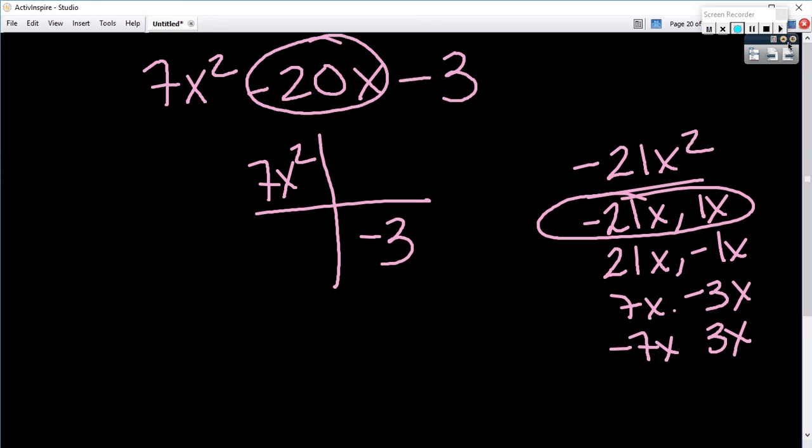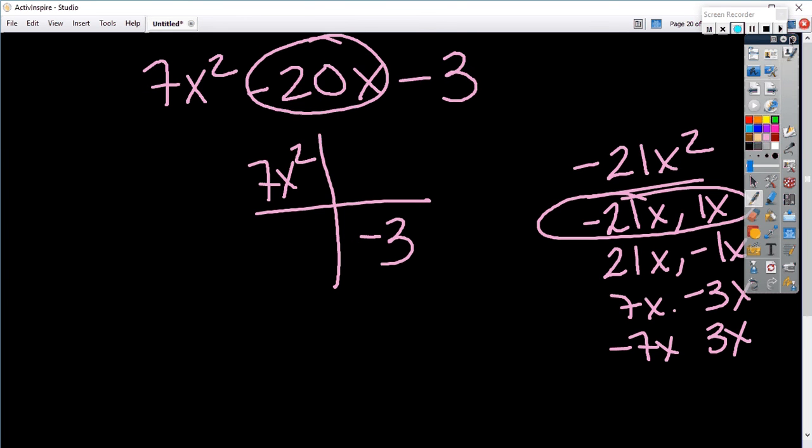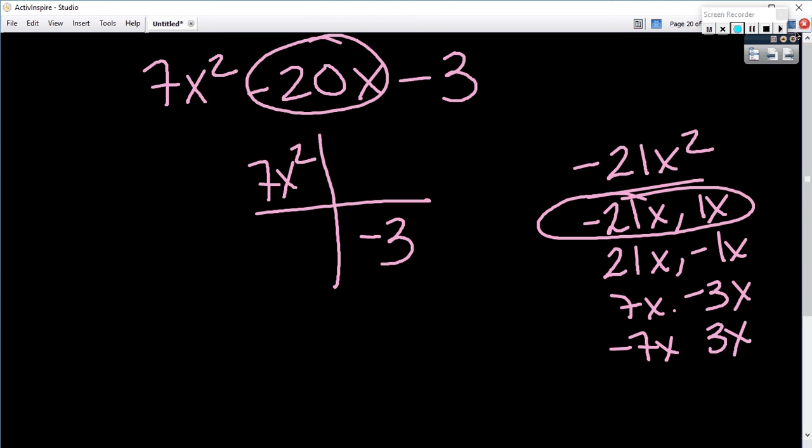When I tell you this is the backbone of Algebra 2, you have to know how to factor. All right, I got -21x and 1x. Up and over. What's the GCF?